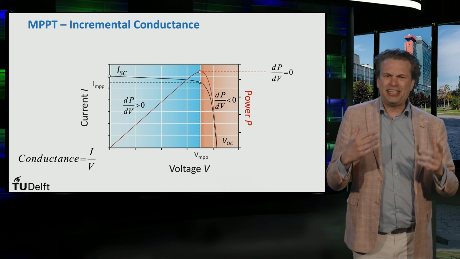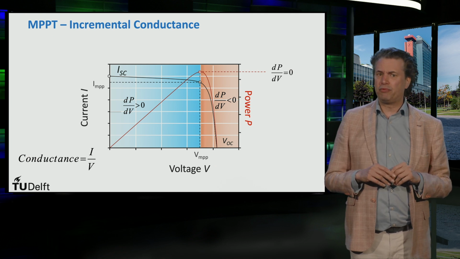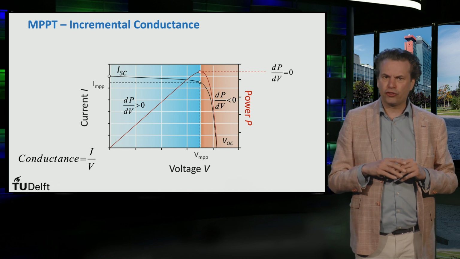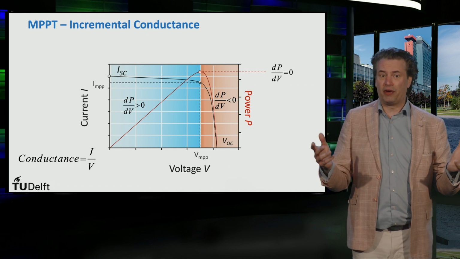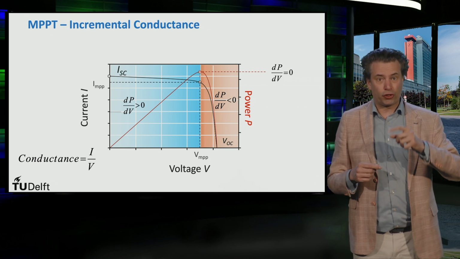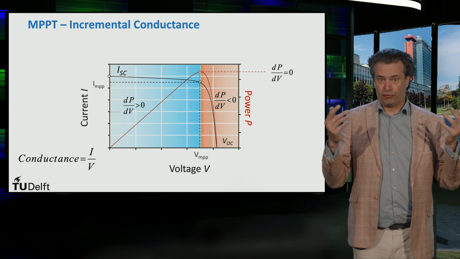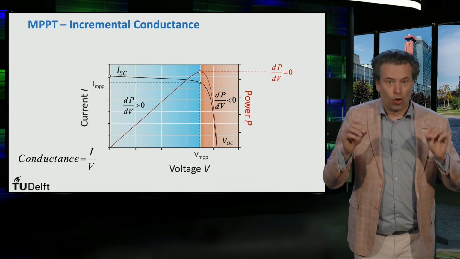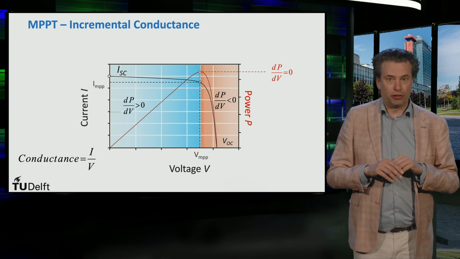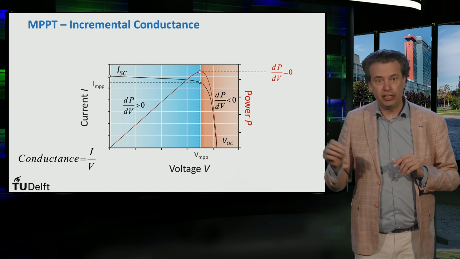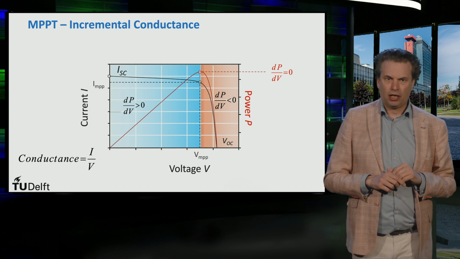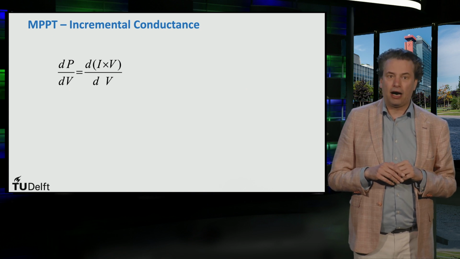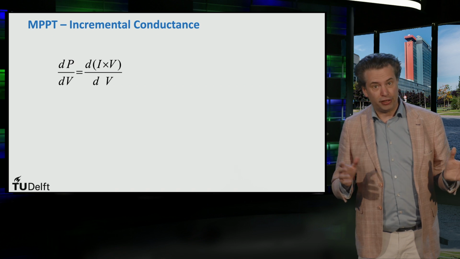To better understand the algorithm, we shall first arrive at a relation between the conductance and incremental conductance. Conductance of an electric component is nothing but a ratio of the current to voltage, or in other words, reciprocal of resistance. We know that at the maximum power point, the slope of the PV curve is 0, so dP/dV is equal to 0. Now, dP/dV could be written as d(current multiplied by voltage)/dV.